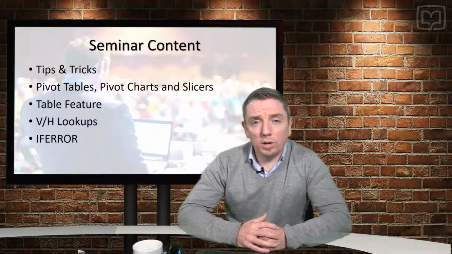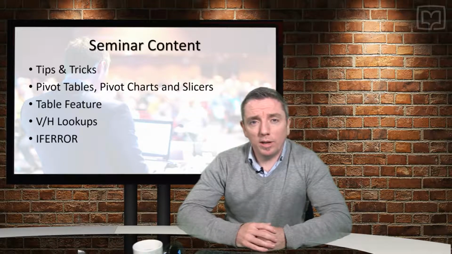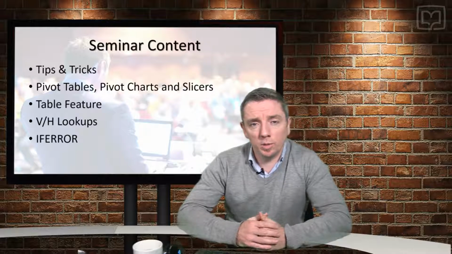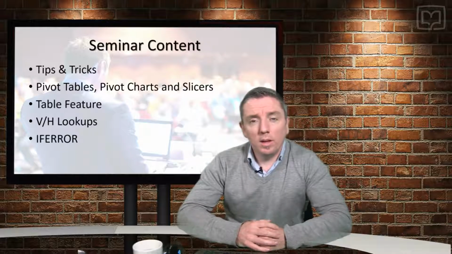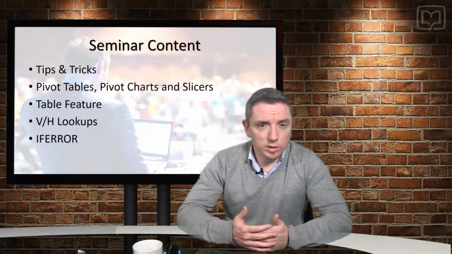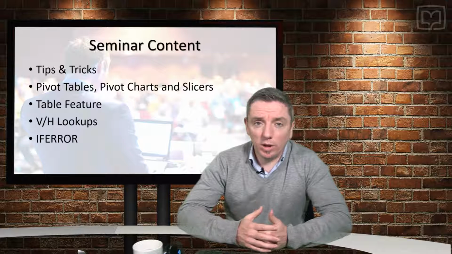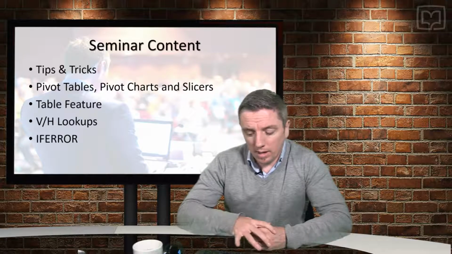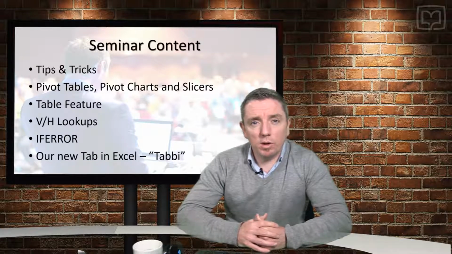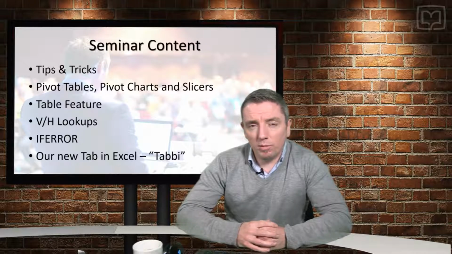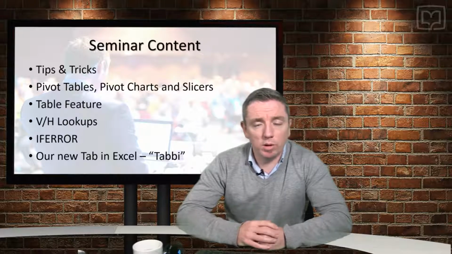From there, we're going to look at one of the new formulas that was originally brought out in Excel 2007 called IFERROR. And the IFERROR works extremely well with our V and H lookups. Anybody who's used them before knows that if we use a V and an H lookup, if it doesn't find a result, it normally comes back with the #N/A. So today, I'd like to show you how you can get rid of that #N/A using the IFERROR. And from there then, the last topic we're going to talk about would be the new tab we've brought out in Excel called Tabby. But I'll talk about that in a bit more detail later on.